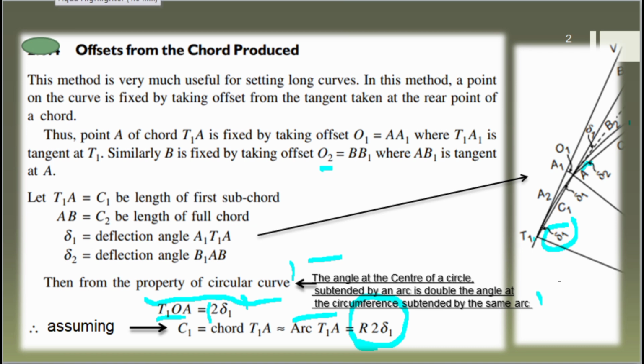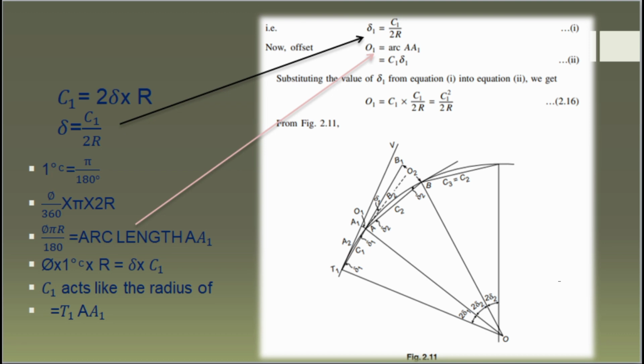Going back here, by assuming this C1 is equal to R times the deflection angle found there, we'll have our equations as follows. C1 is equal to 2 times the deflection angle multiplied by R. I want to get my deflection angle. I want to know what my deflection angle was.